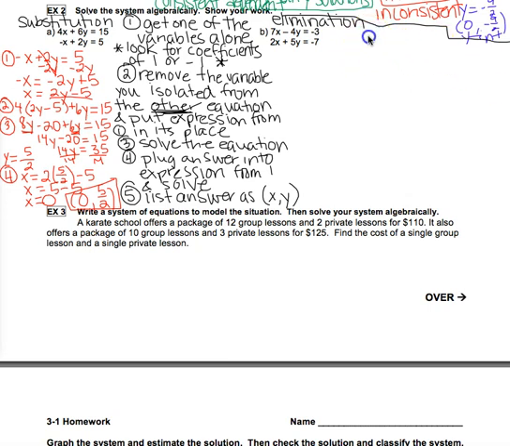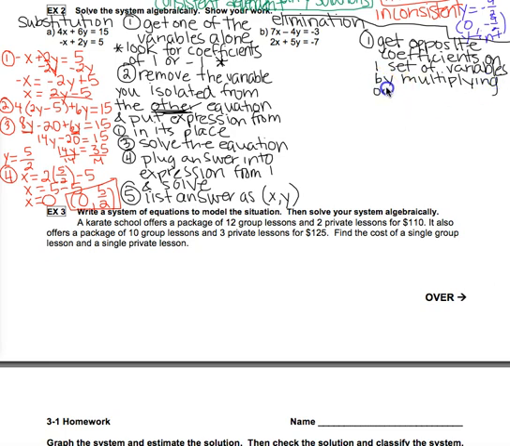First step in elimination is to get opposite coefficients on one set of variables, so either the x's or the y's, by multiplying one or both equations by a constant. So just by a number.